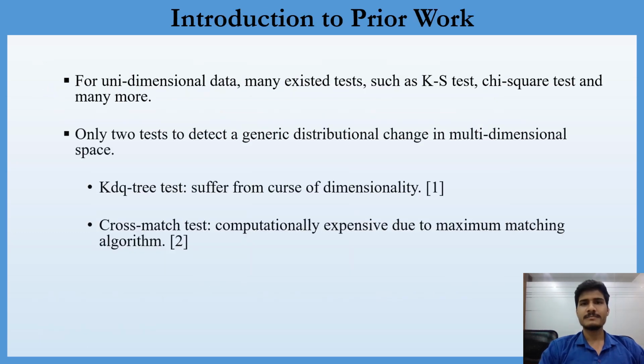Now I will discuss what prior work has been done to solve this problem. In the case of unidimensional datasets, we have many tests such as the KS test and chi-square test and many more. But for multidimensional data, there are very few tests available, like the KDQ tree test and the cross match test. But these tests have some disadvantages: the KDQ tree test suffers from the curse of dimensionality, and the cross match test is computationally expensive due to the maximum matching algorithm.